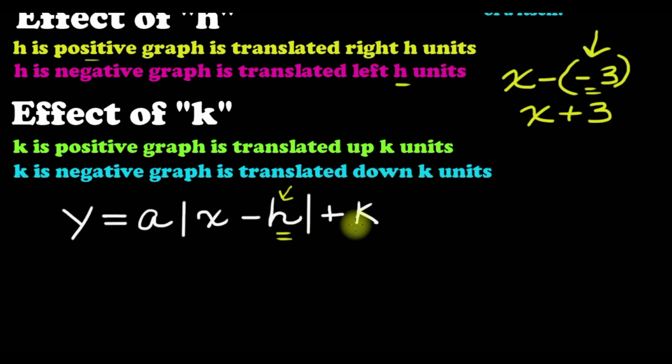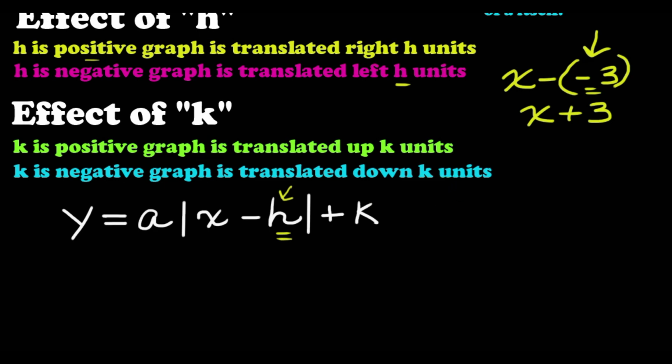Now k is going to move the graph up or down depending on what k is. If k is positive, the graph is translated up k units. So if this was a plus 3, then it goes up 3 units. If k is negative, the graph is translated down k units. If you get minus 3 here, then it's going to go down 3 units.